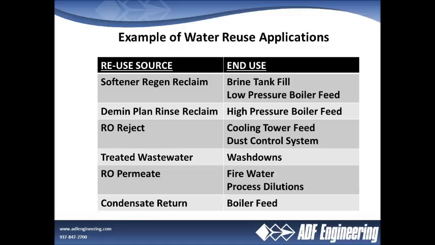If you have ROs on site and you're softening the water before feeding to the RO, that water can possibly go to your cooling tower or dust control system. Your wastewater, with a minimal amount of treatment, you can use it for equipment washdowns and things like that. If you have a wastewater RO, you can possibly send the water to fire water or process dilutions. And then we can also look at the condensate return and see how much condensate you are returning back to the front of the system.